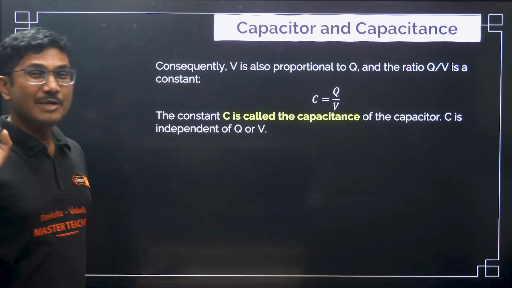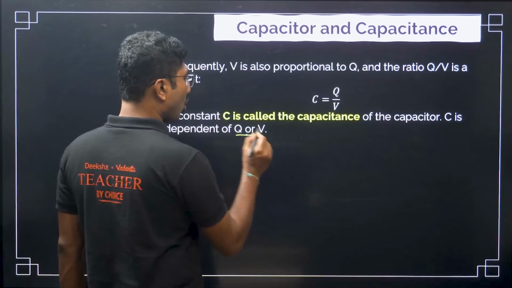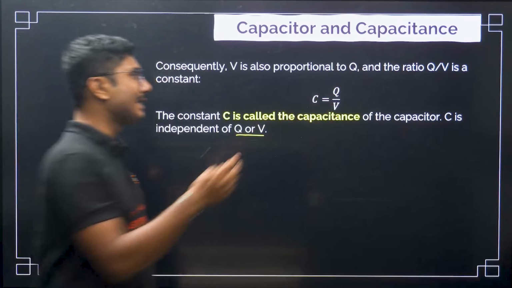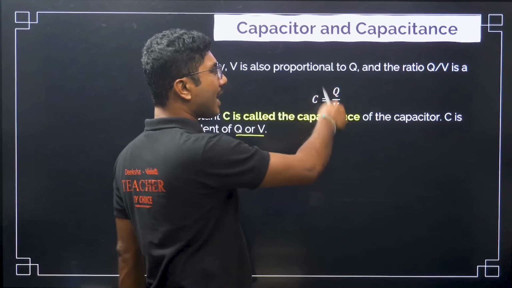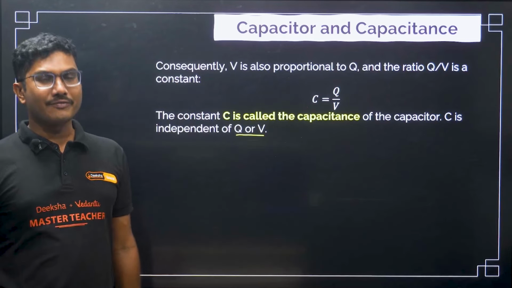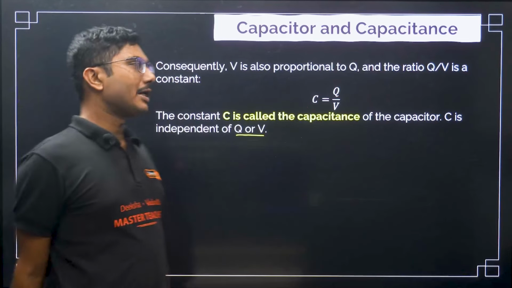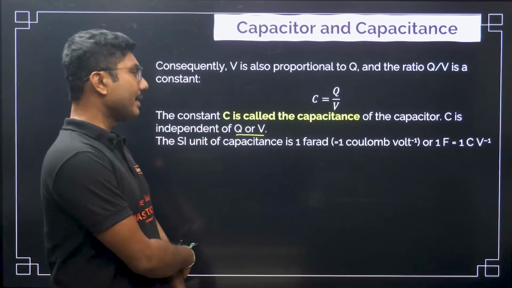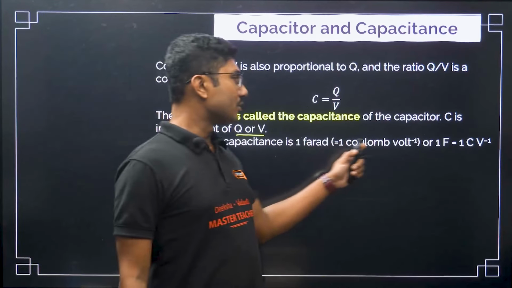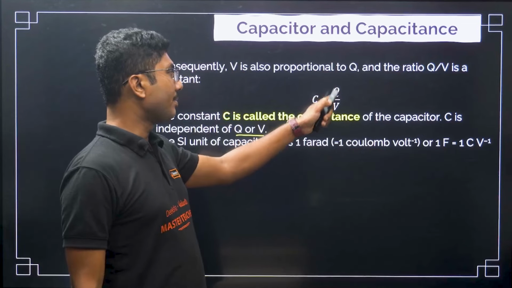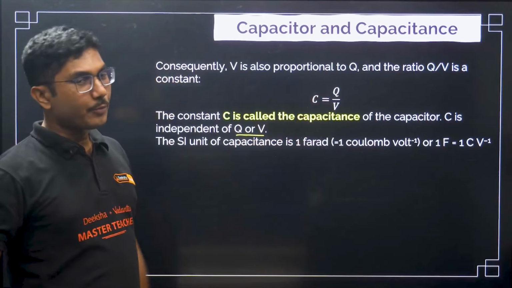C is independent of Q or V. Even though the formula says it depends on Q and V, basically it's a constant. The Q and V ratio is a constant, so it does not depend on Q and V. It depends on certain things but not on Q and V. The SI unit of capacitance is farad, and farad is equal to coulomb per volt. The unit of potential is volt.